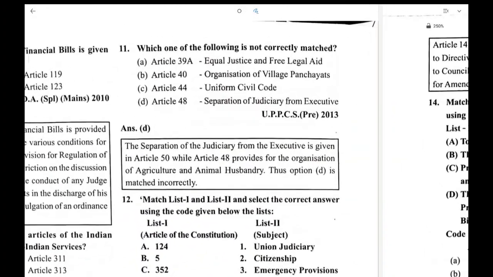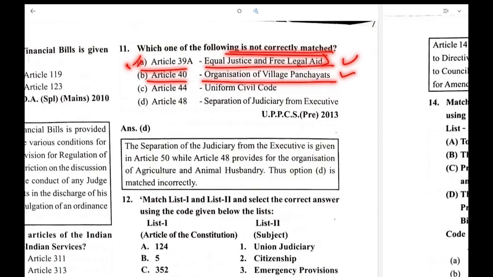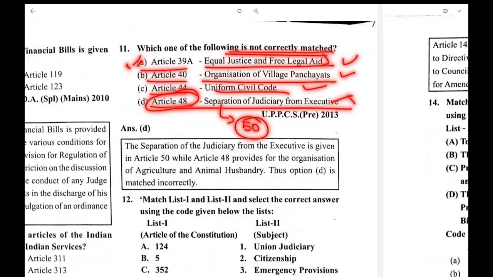Now next is which of the following is not correctly matched? 39A, equal justice and free legal aid, this is matched correctly. Article 40 is also correct. 44 is also correct. Article 48 is not correct. Separation of judiciary from executive is mentioned in article 50, whereas article 48 mentions animal husbandry.